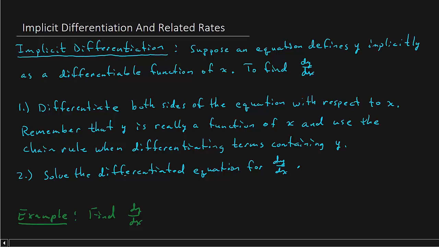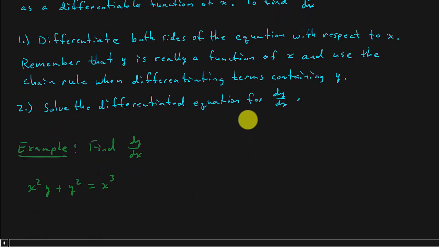Suppose an equation defines y implicitly as a differentiable function of x. I will explain in just a minute, when we get to the example, what an implicit function is. So to find dy dx, differentiate both sides of the equation with respect to x. Remember that y is really a function of x, and use the chain rule when differentiating terms containing y. And then once you do that, you solve the differentiated equation for dy dx.